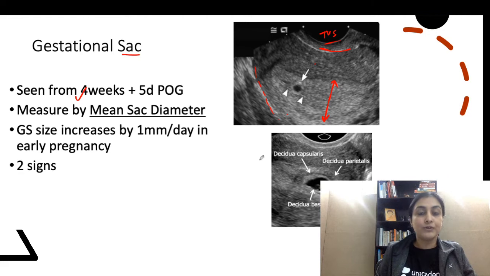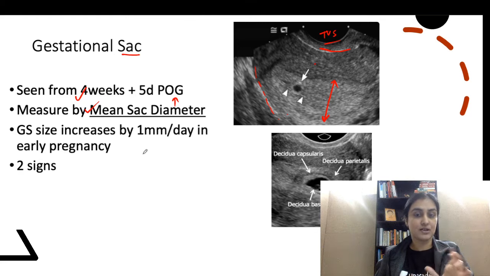And how do we measure this? We measure the mean sac diameter. We take the measurement in 3 axes and take the mean, which will tell us the exact period of gestation. As a general rule, remember it keeps growing by 1 millimeter every day in the early pregnancy stages. Now, there can be a lot of pseudo cavities, pseudo cysts, which can develop here, pseudo sacs as we call them.